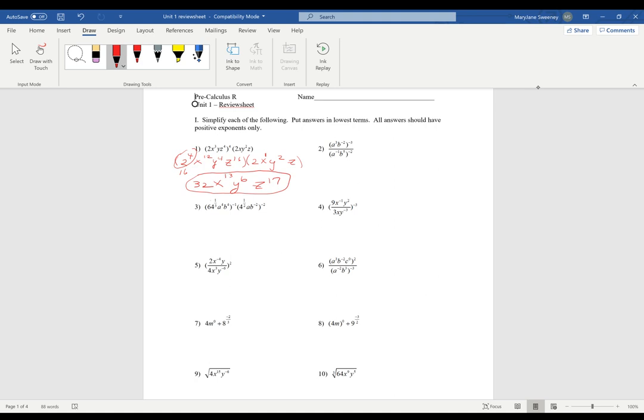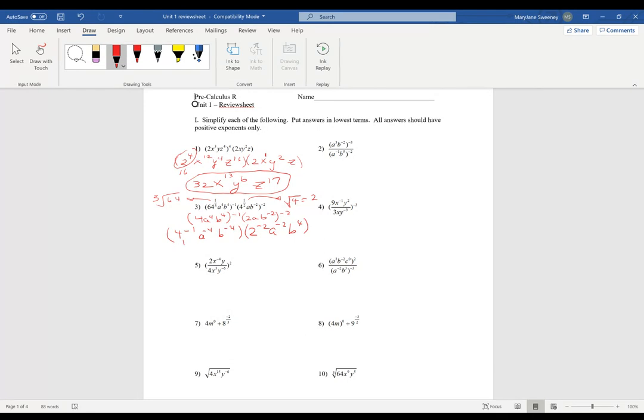The next one, 64 to the 1/3, means the cubic root of 64, which is 4. So this is 4, a to the 4th, b to the 4th, all raised to the -1. The next one, 4 to the 1/2, means square root of 4, which is 2. So this is 2ab to the -2, all raised to the -2. 4 to the -1, a to the -4th, b to the -4th, times 2 to the -2, a to the -2, b to the 4th.